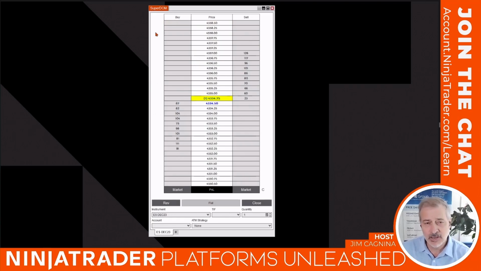So the bid-ask spread, or the bid-offer spread, is the difference between the highest number here on the buy side and the lowest number on the sell side.